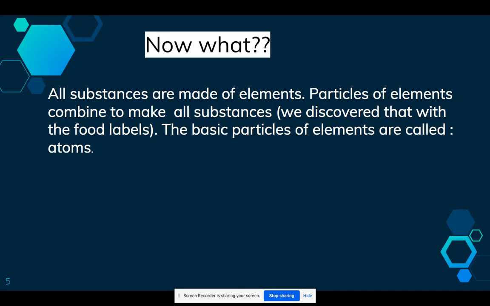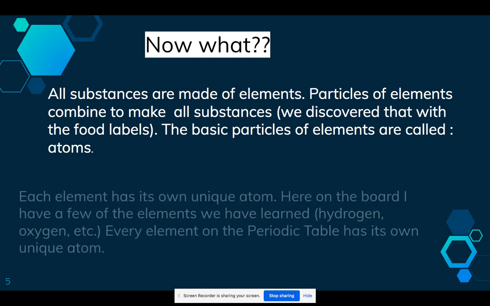So what now? All substances are made of elements. Particles of elements combine to make all substances, which we discovered when we looked at our food label. We saw some pure elements in there like sodium, iron, zinc. We even found some copper. But they come together to make things like our citric acid, because citric acid is a combination of carbon, hydrogen, and oxygen. So the basic particles of elements are called atoms.